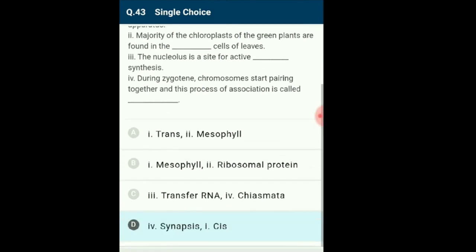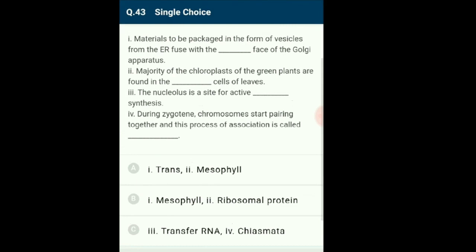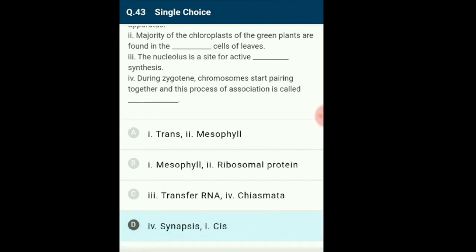From the statements, fourth and first alone are the correct ones. So the correctly matching option is D.